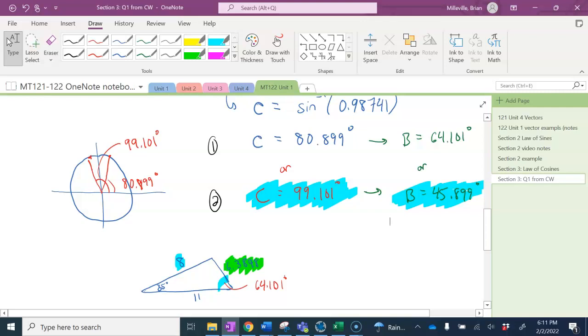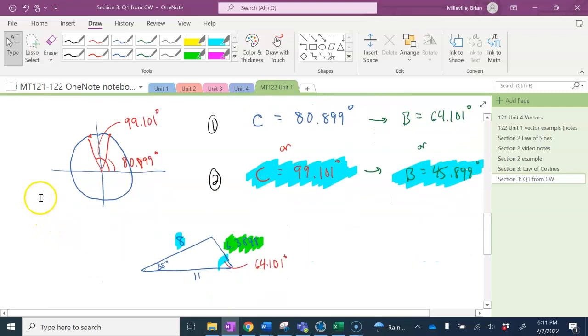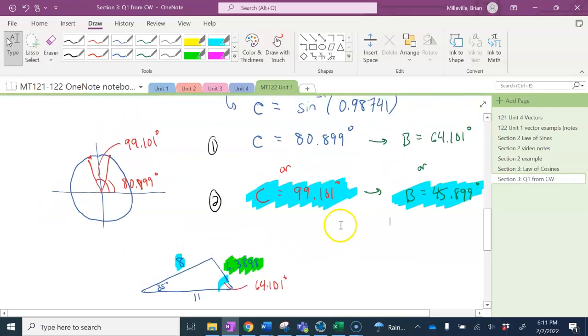Now again, the other way to avoid any of this ambiguity for this kind of problem is just to use the law of cosines to find the second angle, and then you would have gotten directly either 99.101 or 45.899 immediately, no ambiguity in terms of solving with the inverse cosine.